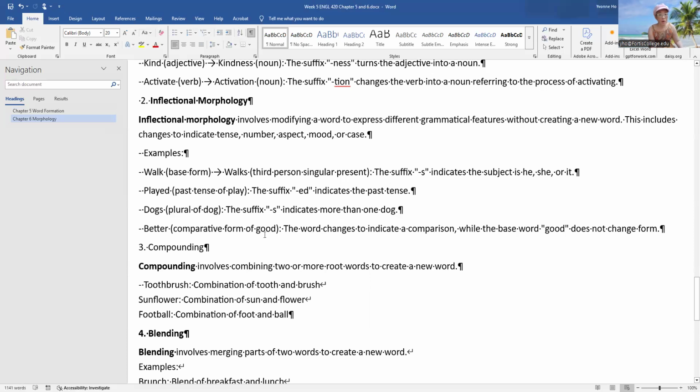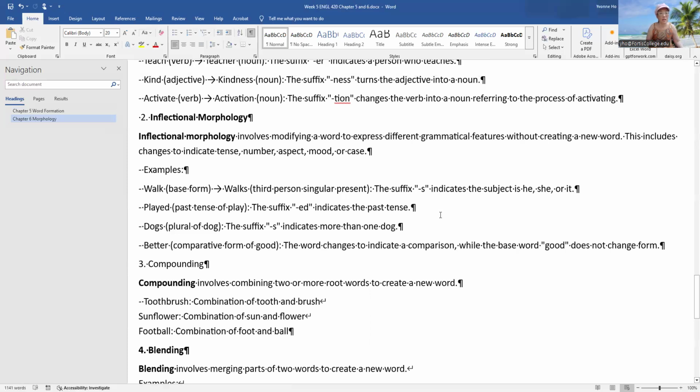Better, comparative form of good. So the word changes to indicate a comparison. If you're going to compare two things, you would say better than. And if you're going to compare more than two things, you would say the best. So that's inflectional morphology, to modify a word to express different grammatical features without changing the meaning of the word. It's different than this one.